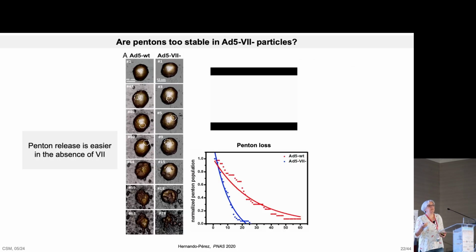Okay, so everything is the same as in the immature particles, so we thought, okay, so maybe these particles without 7 are also not releasing pentons, and it's just the same. So we looked at penton release with the AFM, and we found the opposite. Actually, when 7 is not there, the pentons are released much, much faster. So there is a way for protein 6 to come out. Why doesn't it come out?